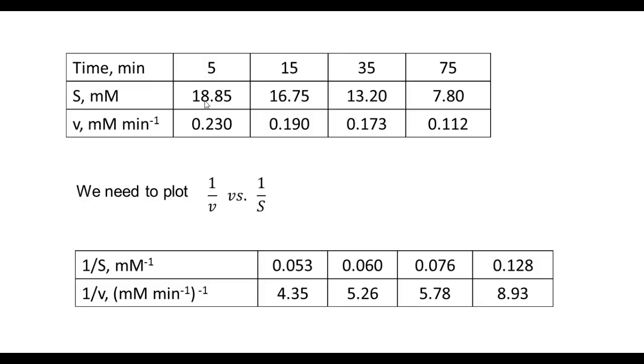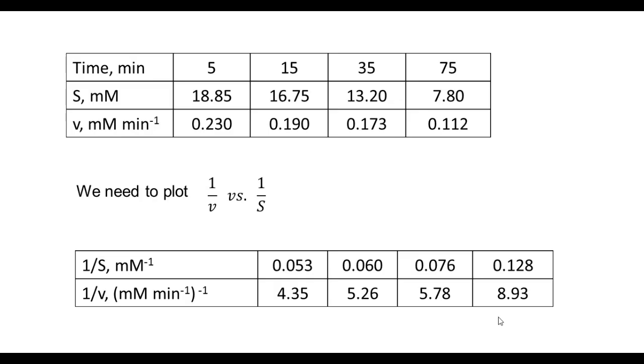If we invert 18.85, 1 by 18.85 happens to be 0.053. You can verify the calculation. Tell me if there has been a numerical error somewhere. The inverse of 16.75 is 0.06. The inverse of 13.2 is 0.076. The inverse of 7.8 is 0.128. Similarly, the inverses of v, 1 by v, is 1 by 0.23, 4.35, 1 by 0.19, 5.26, 1 by 0.173, 5.78, and 1 by 0.112, 8.93.